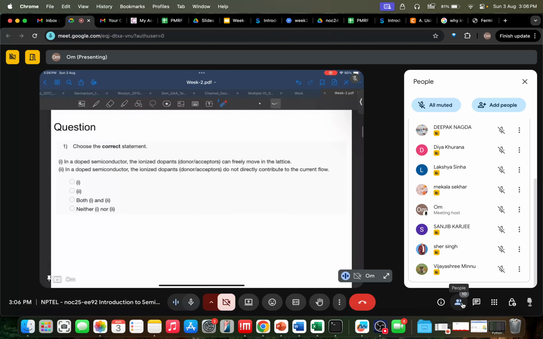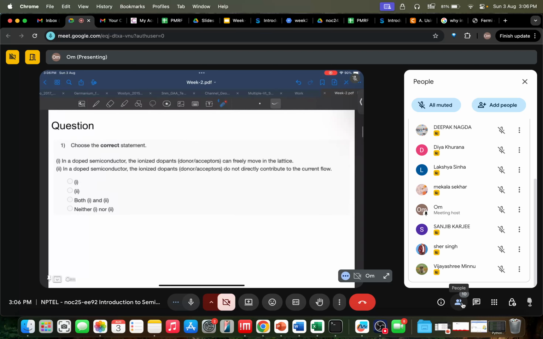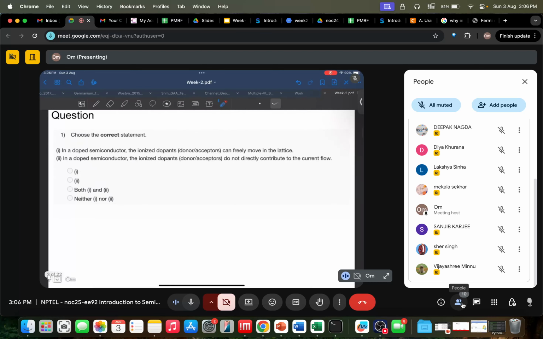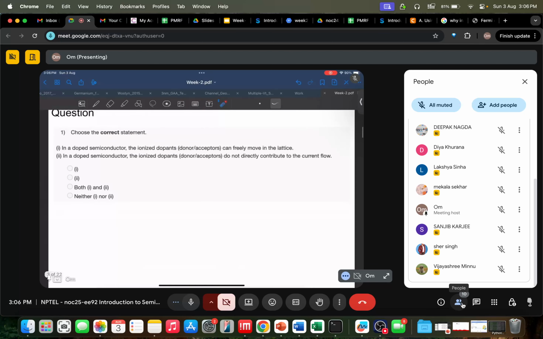We start with some simple questions. The first question is we have to choose the correct statement. In a doped semiconductor, the ionized dopants can move freely in the lattice. And the second is in the doped semiconductor, the ionized dopants do not directly contribute to the current flow. So we have to tell which of these is the correct.